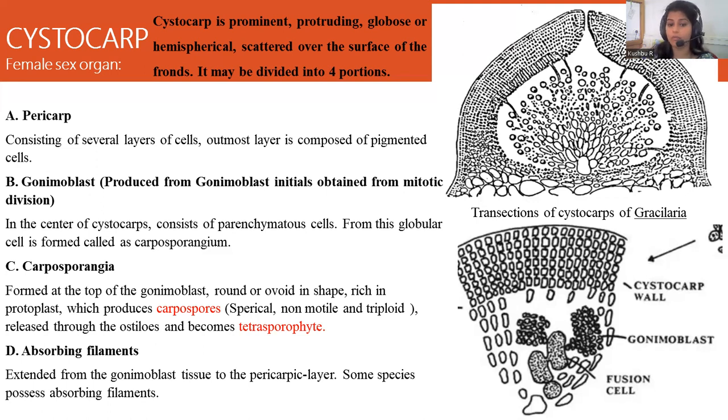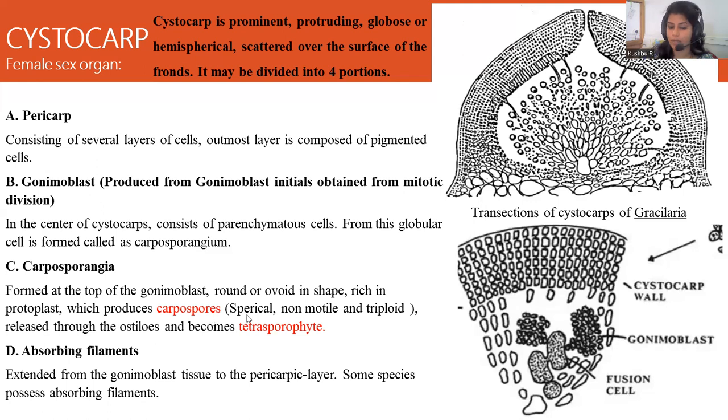This is formed by the gonymoblast initial cells by a prominent division, mitotically. They form gonymoblast. Gonymoblast initial is a cell that becomes gonymoblast later. That is an initial cell. So that cell, when it undergoes prominent mitotic division, produces gonymoblast. This gonymoblast hence forms carposporangium. This carposporangium is now capable of producing carpospores.